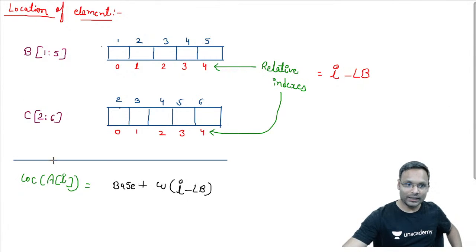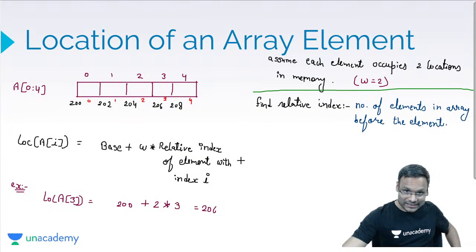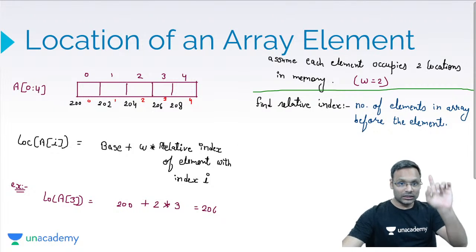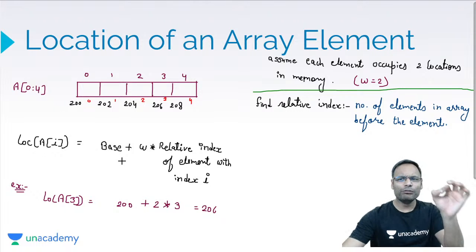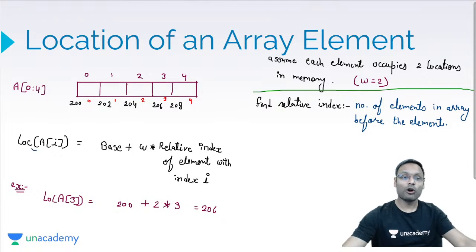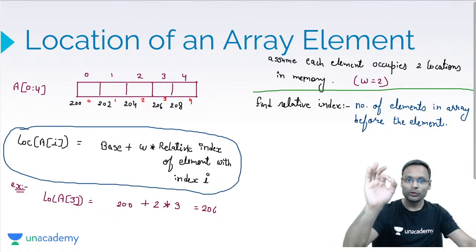1D array, but this particular formula comes from where? This formula comes from our master formula, this one. This relative index of element, whichever you are calculating the location. Now, this particular formula will work for every single type of array. Yes, my dear friend, every type of array, this particular formula will work. Base plus W into relative index.